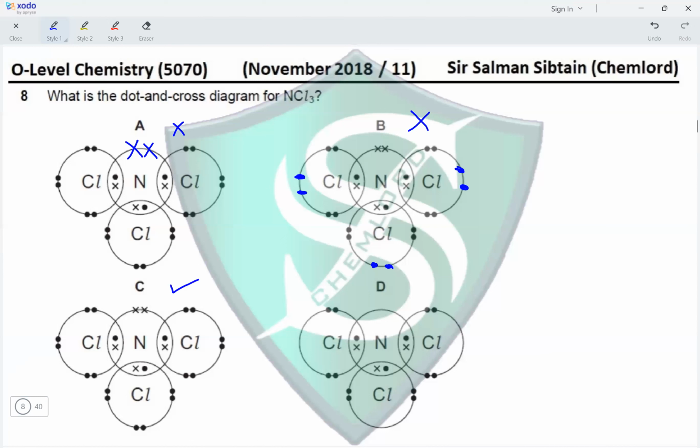And in option D, we've got 2 electrons of nitrogen missing and 2 electrons of each chlorine atom missing from the structure, making option D incorrect. So as a result, option C is the correct option for this question.